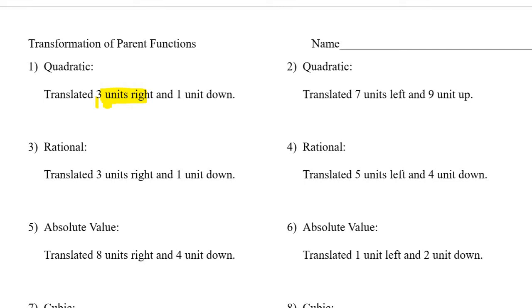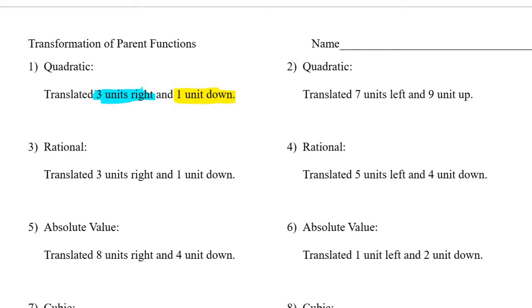Let's use blue for right. 3 units to the right and 1 unit down. Okay, we're going to use the same thing. Whatever happened to the square root is the same thing for all the functions. So this one will look like this.